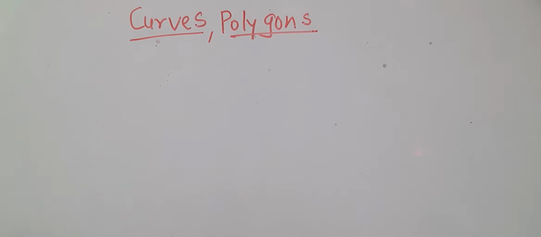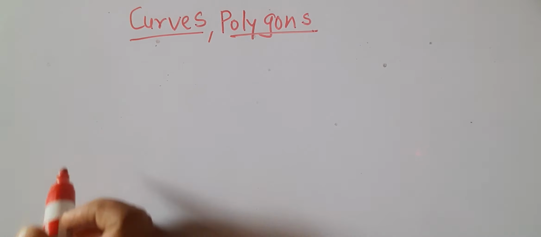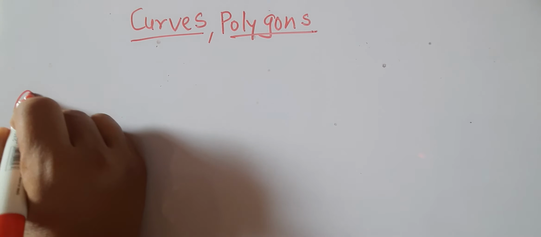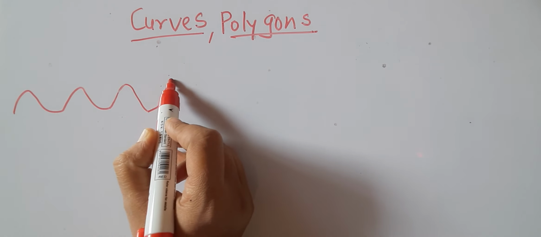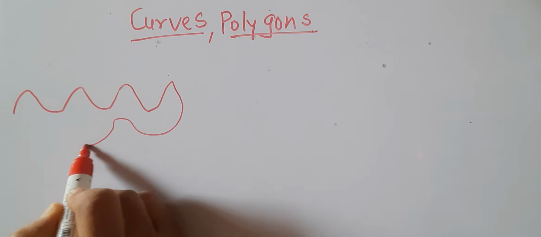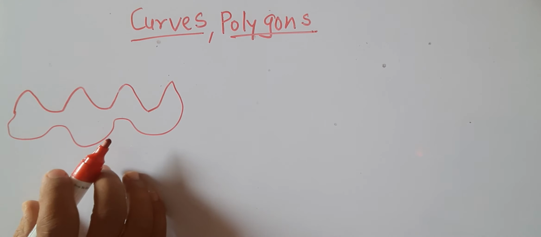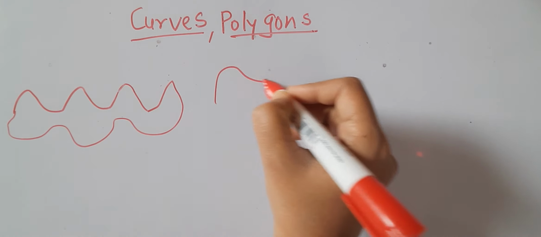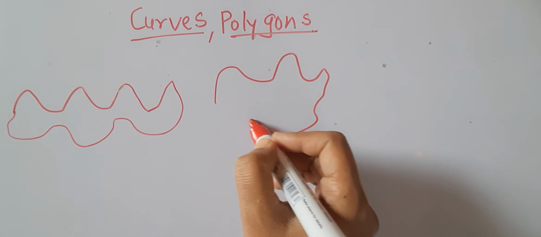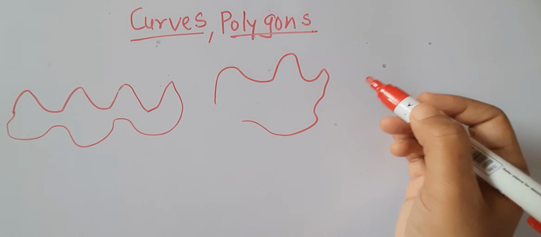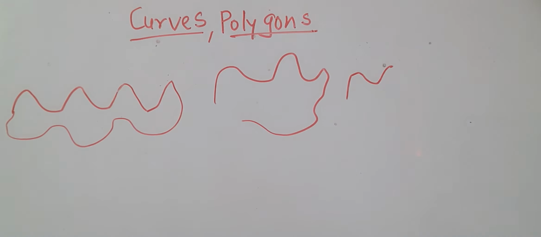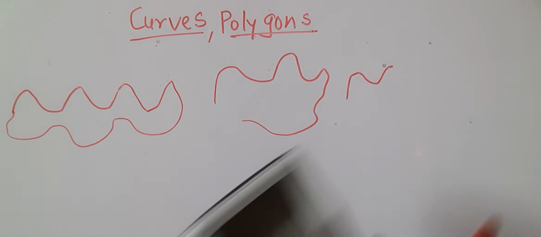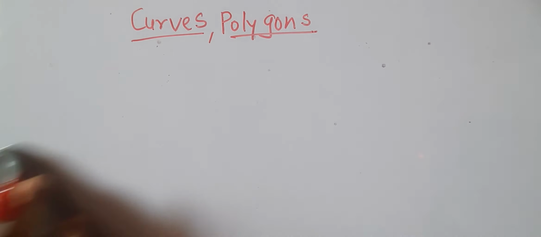What are curves? When you draw any line without using a scale or without any measurement, then it is called a curve. Like this shape, it is called a curve shape. Any shape you draw without any measurement or scale, or without picking your hand up, is called a curve. These are all curves. There are different types of curves, so we'll see the types of curve.